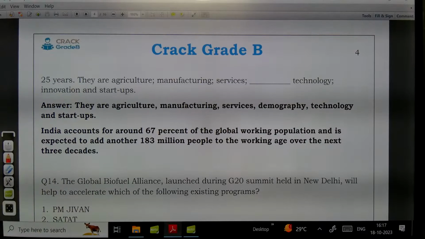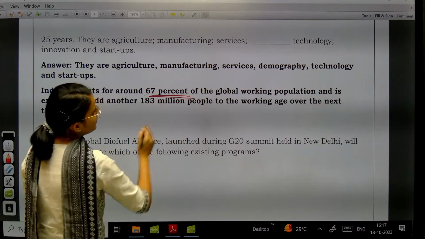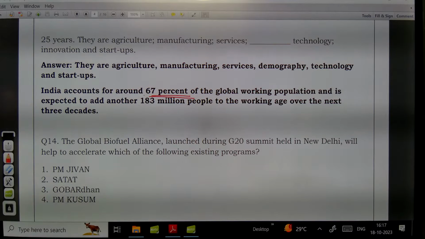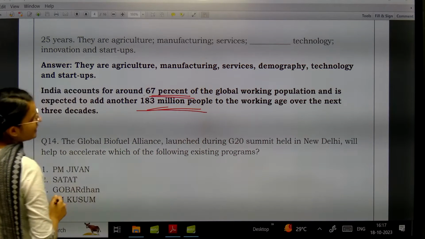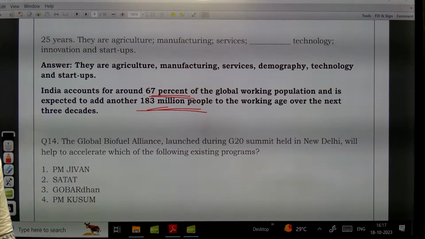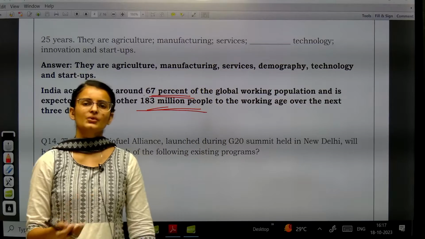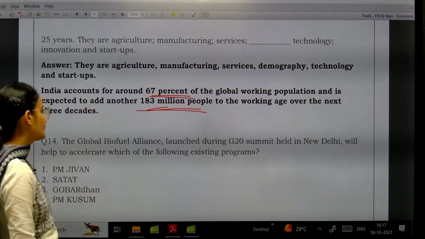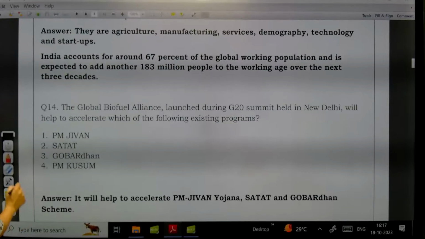So, agriculture, manufacturing, service, demography, technology and startup. India accounts for 67% of global working population and is expected to add another 183 million people to working age over the next 3 decades. Again, some information is added by me in the answers only, so that it is very useful for you in phase 2 also. Okay, some important points.